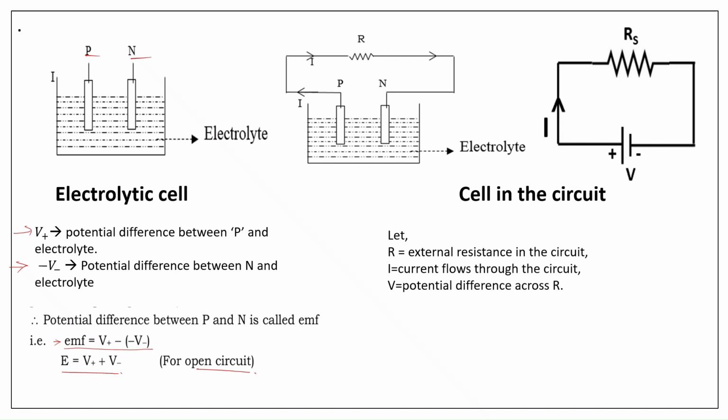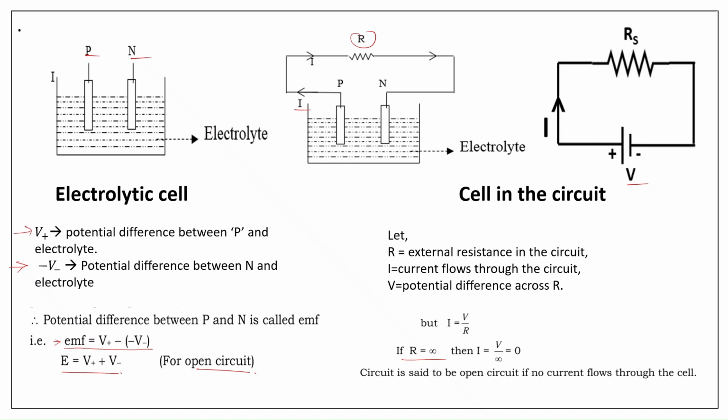Let R be the external resistance in the circuit. I is the current flowing through the circuit. V is the potential difference across R. But I is equal to V by R. If R is equal to infinity, then I is equal to V by infinity, which is equal to 0. Therefore, the circuit is said to be an open circuit if no current flows through the cell.